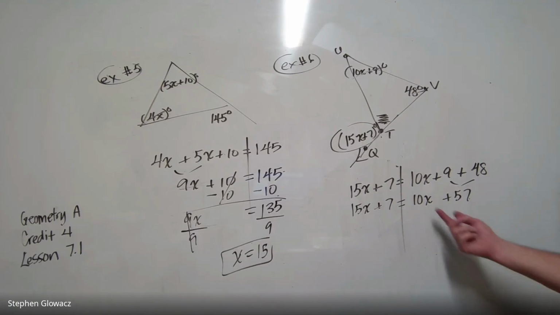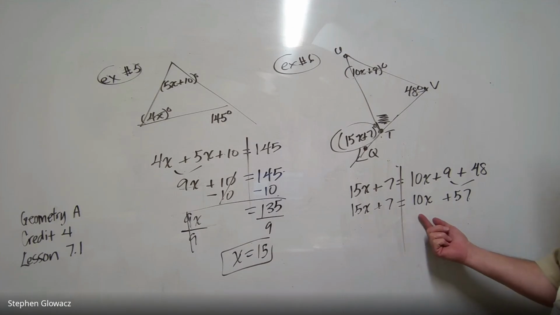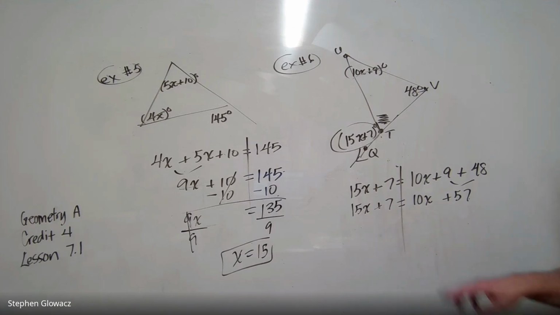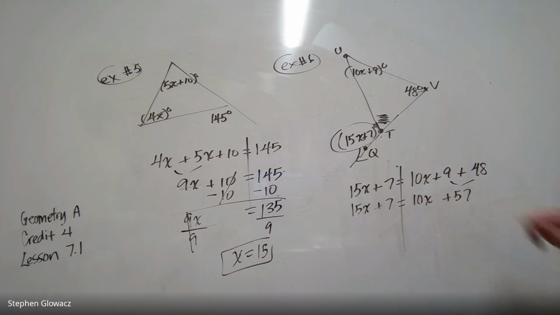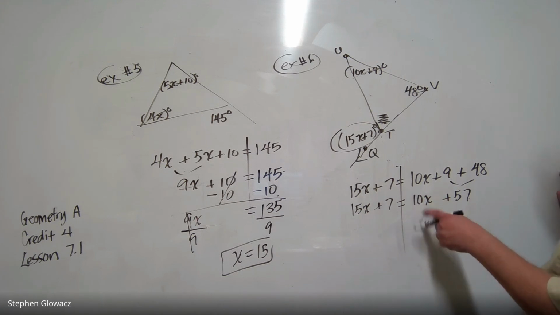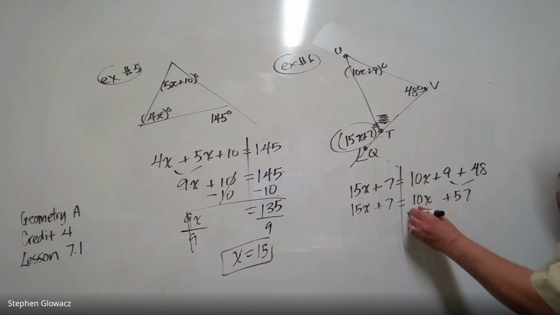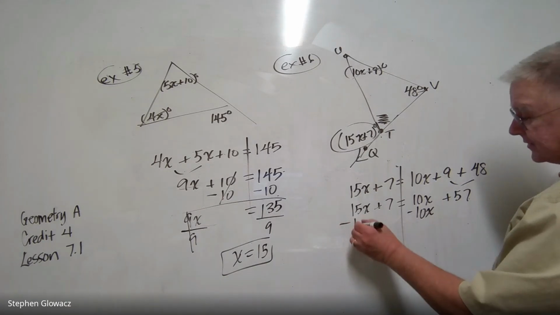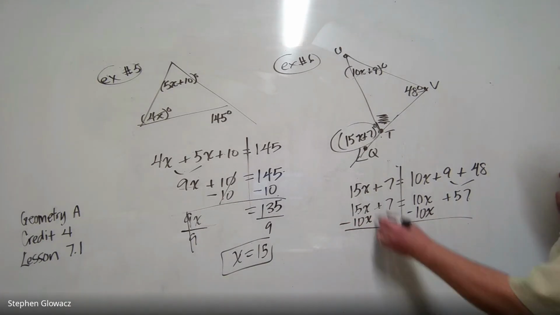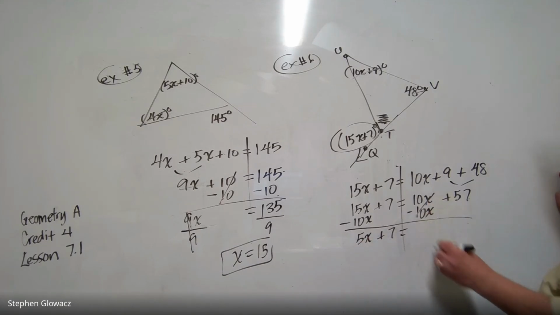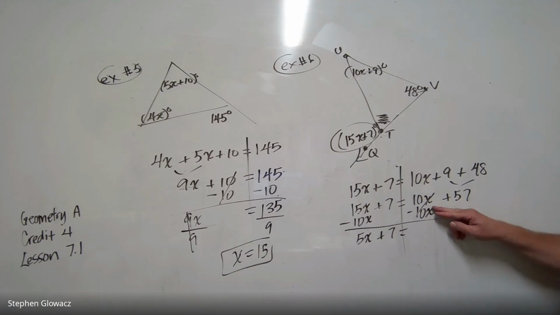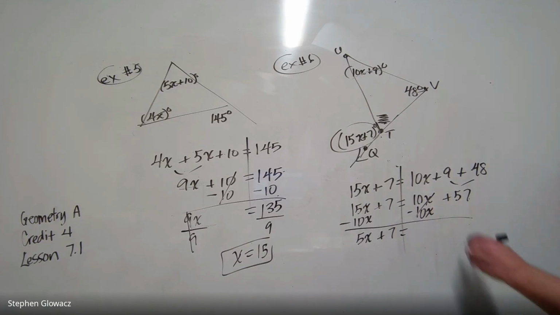So now we run into the situation of variables on both sides. We don't want that. It's a little bit easier if we get rid of the variable term that has the smaller coefficient. So since 10 is smaller than 15, we're going to get rid of the 10x. Since we're trying to get rid of the 10x and not just the 10, we're going to subtract 10x to both sides. 15x minus 10x is 5x. We bring down the 7. Of course, the 10x is canceled. That's the reason why we subtracted 10x. And then we bring down the 57.